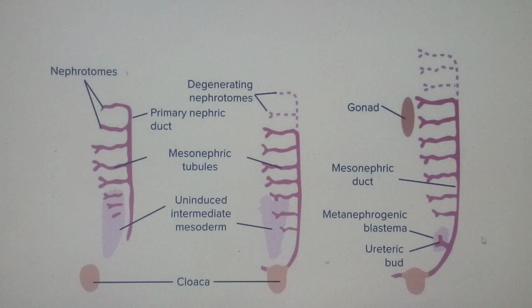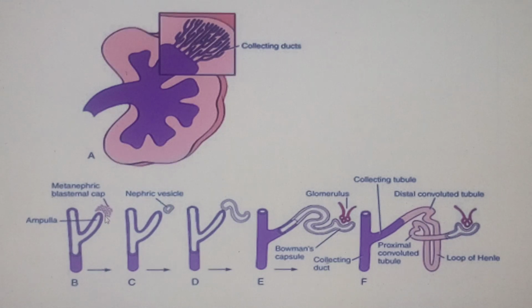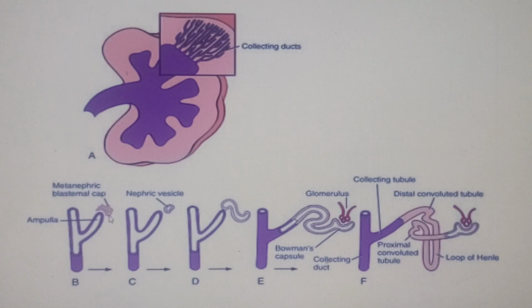So what are the derivatives? If you look at the metanephric blastema, which is that localized perforation around the ureteric bud in the metanephros, it will give rise to the secretory portion of the kidney. And what do I mean by secretory portion? This metanephric blastemal cap becomes a nephric vesicle, eventually elongating, differentiating, and giving rise to the Bowman's capsule. Both the visceral and parietal layers of the Bowman's capsule arise from the metanephric blastema.